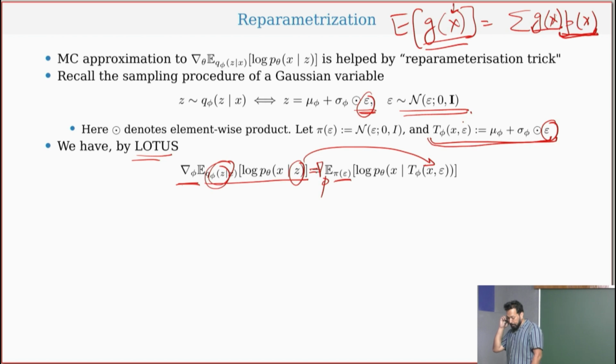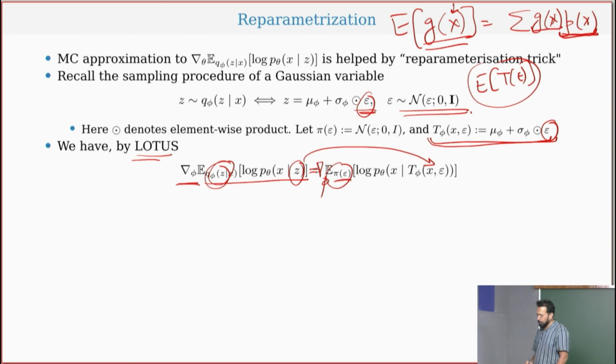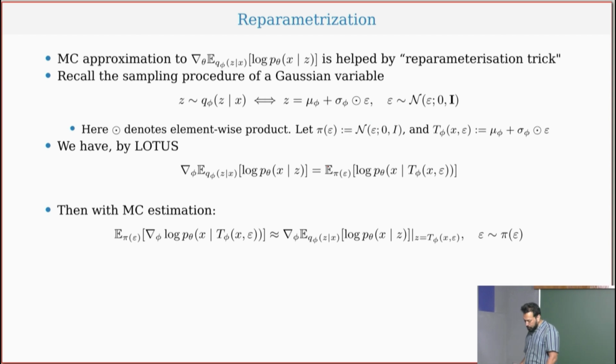Okay. So now the expectation of t of epsilon, but t of epsilon was actually z, right? So now I'm not really accessing the PDF of Z. Earlier I was looking at the expectation with respect to Z, but now I'm saying t of epsilon. Rather than looking at the expectation with q phi, it now boils down to the expectation with pi of epsilon. So this is what we get. Then with Monte Carlo estimation we can have the expectation of pi.